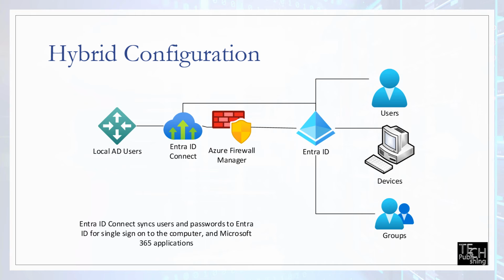So what happens, once again, the user logs into the local Active Directory, and since synchronization is happening, it's going to go right into Entra ID Connect, and then you're going to be able to log in as that user into your devices and resources, and once again, it's going to detect that you're a member of certain groups. Then when you open up Exchange Online through Outlook or any other application that's in Microsoft 365, it will not prompt you for a password. So that's the difference between native and hybrid.